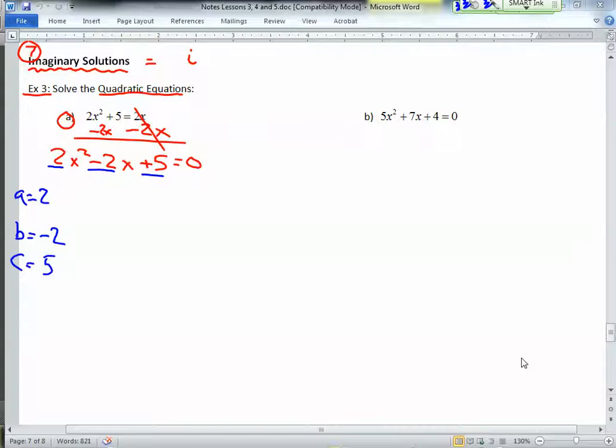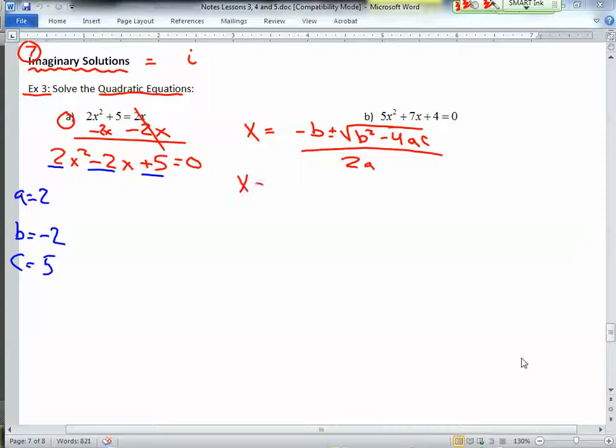So now I just come over and I write my formula. I'm going to write it over here to give myself some more space. Let me start by saying this. My x values that are solutions are equal to negative b plus or minus the square root of b squared minus 4 times a times c. All of that divided by 2 times a. With me so far?